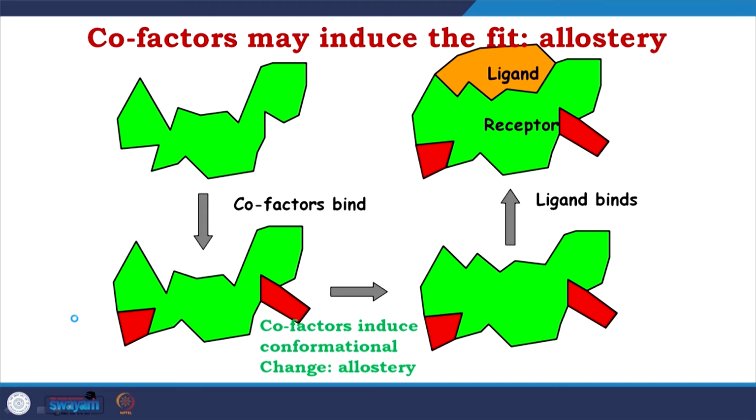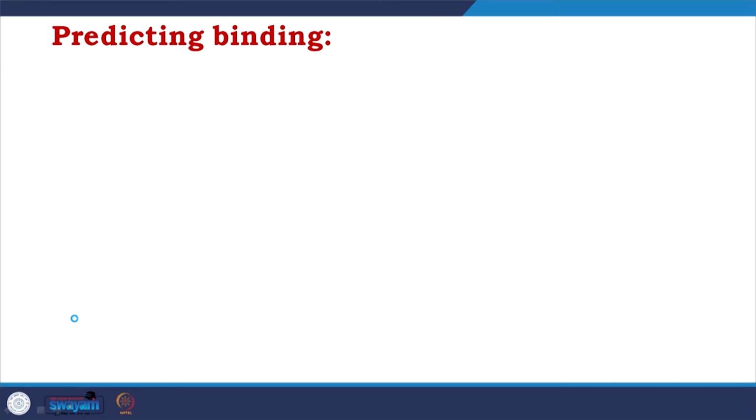So, as I told, the cofactor may induce the fit, and that is called allosteric. As you could see, when the cofactor binds, the binding induces a conformational change and then the ligand binds. This is called allosteric.